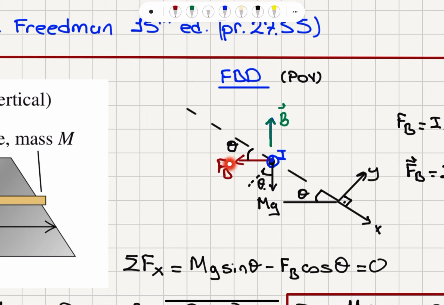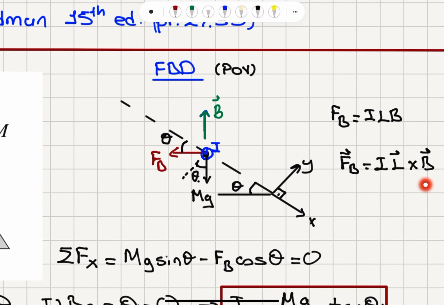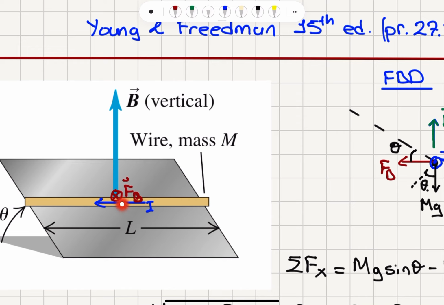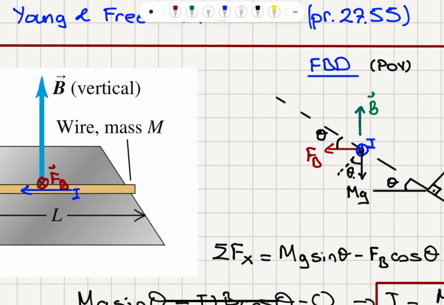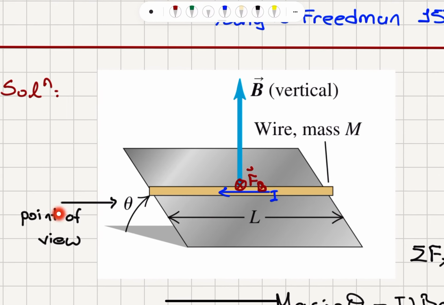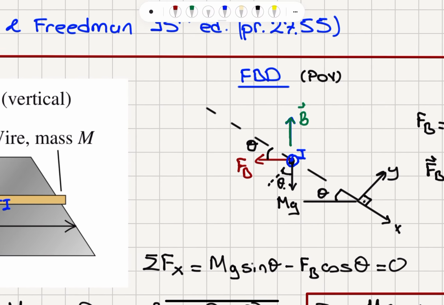And the magnetic force points towards the left. It's found by L cross B. The L vector is in the direction of the current. With L cross B, the right hand fingers point in the direction of L and curl towards the magnetic field. The magnetic force, the Lorentz force, points into the page. So from this point of view, it points to the left.